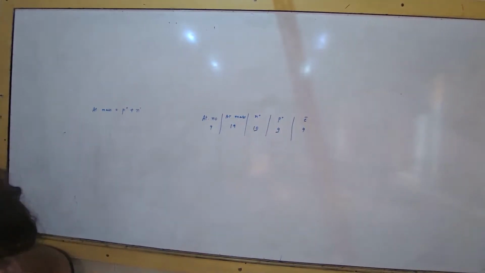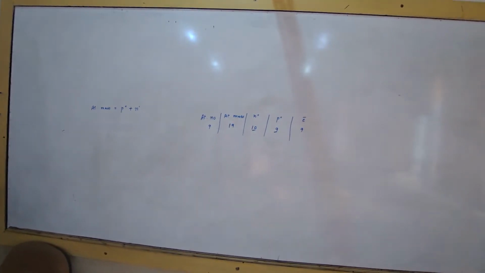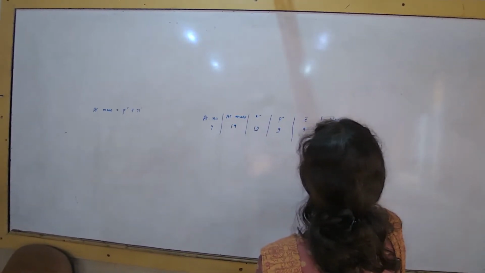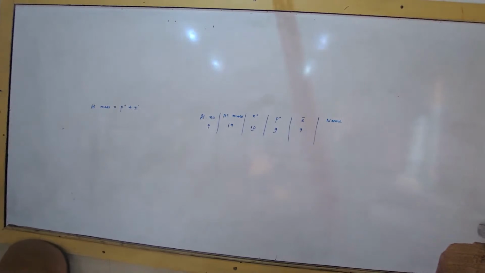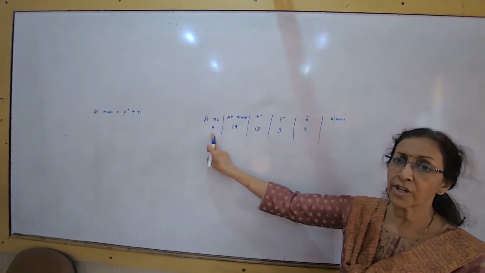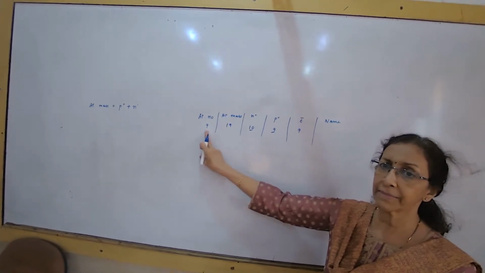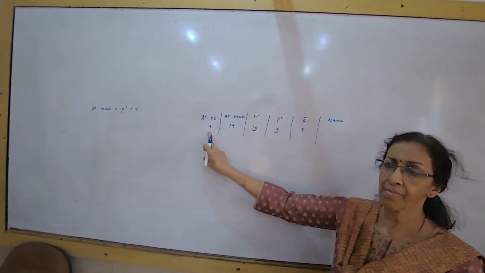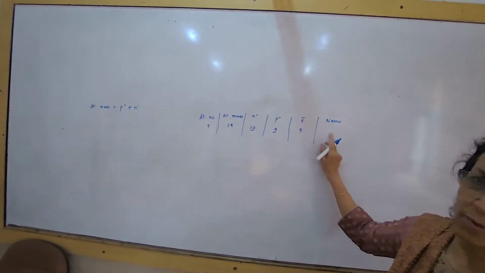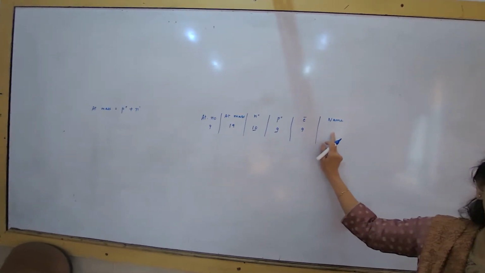Now the last column also tells you the name of the atomic species. How will you find out the name? By looking at the atomic number, 9. So which element has atomic number 9? Fluorine. Correct. So you are going to write it as fluorine. Have you done it? Yes.